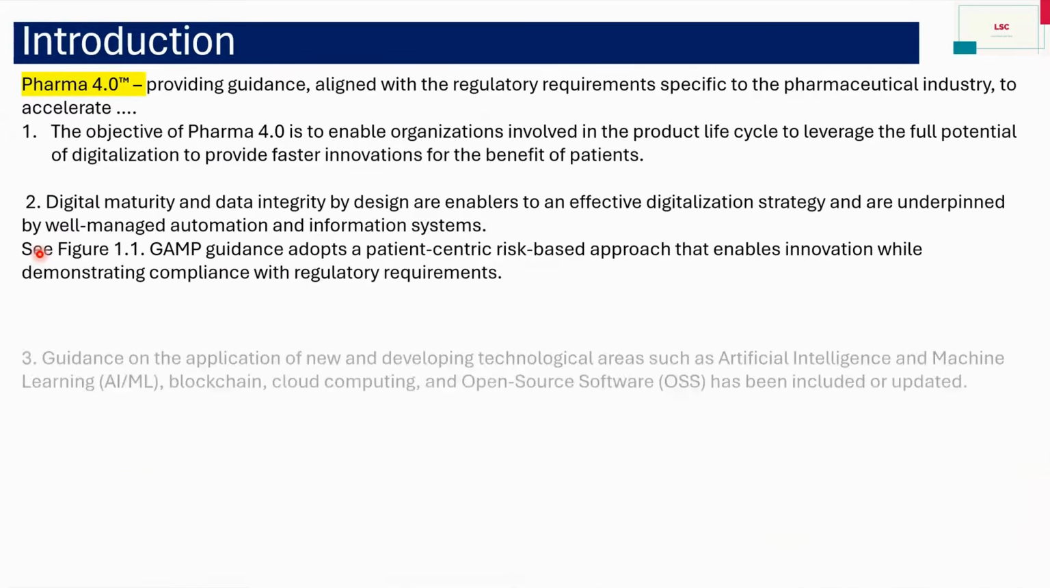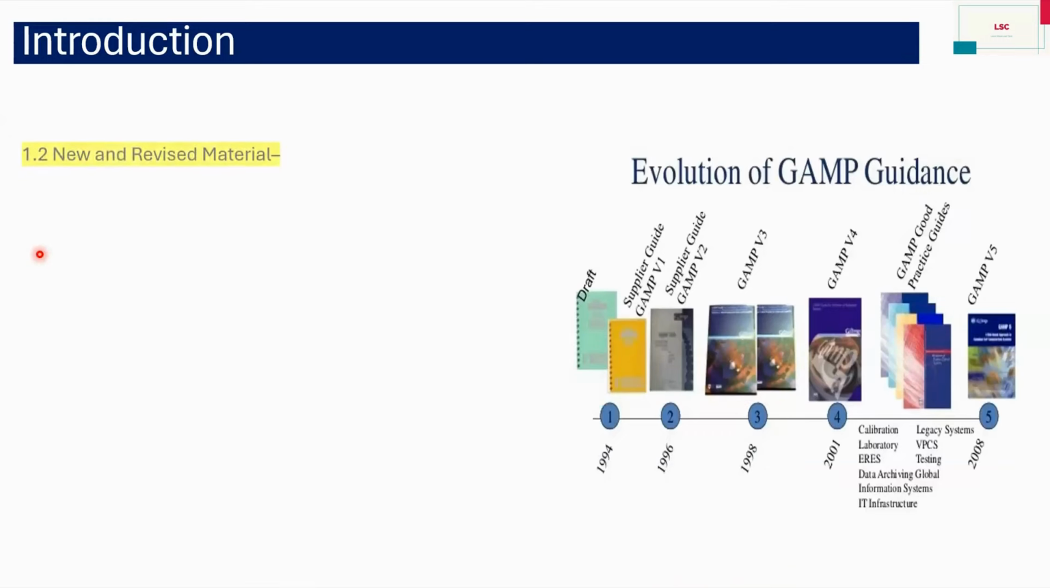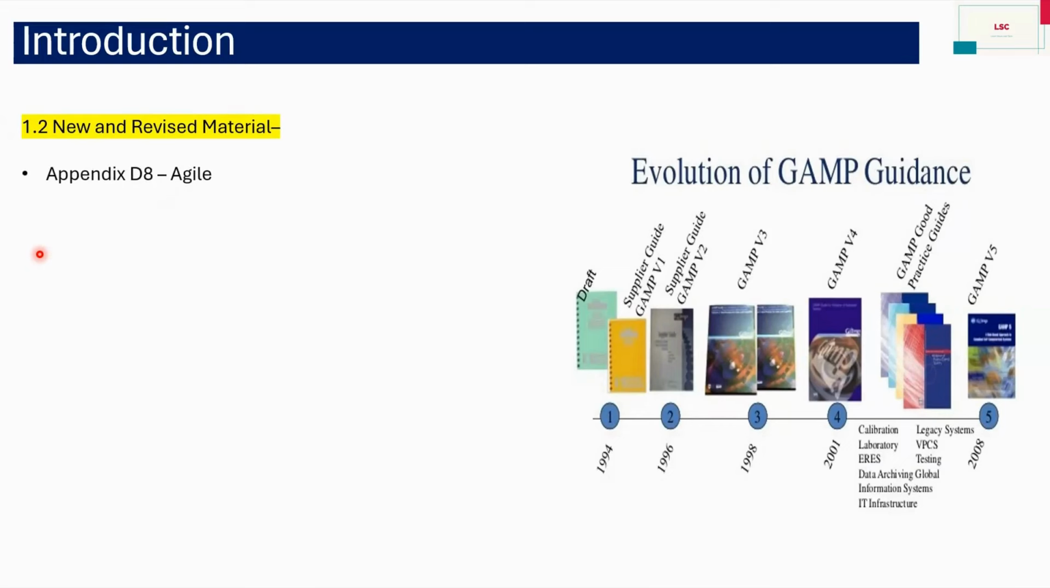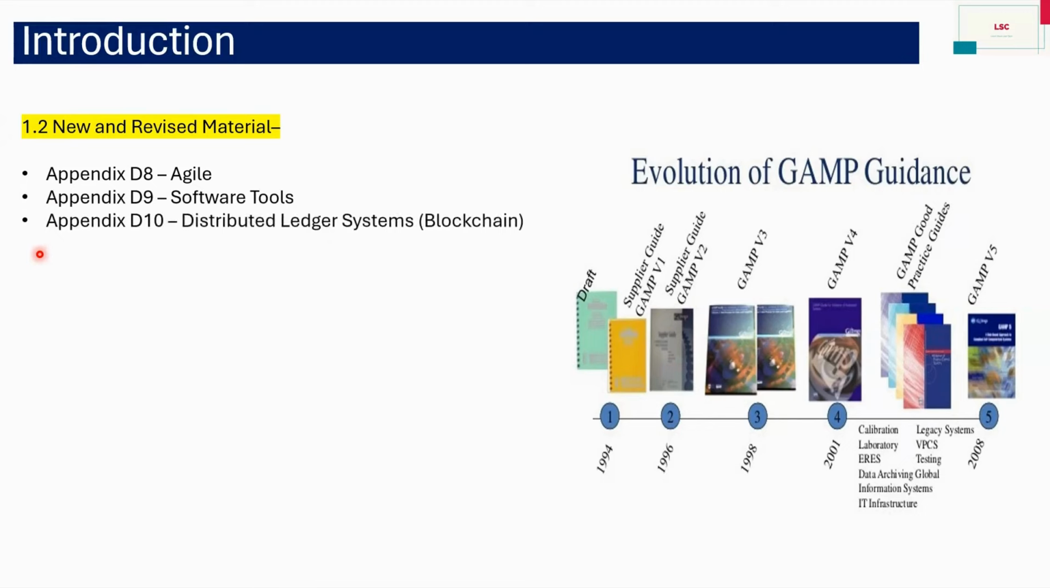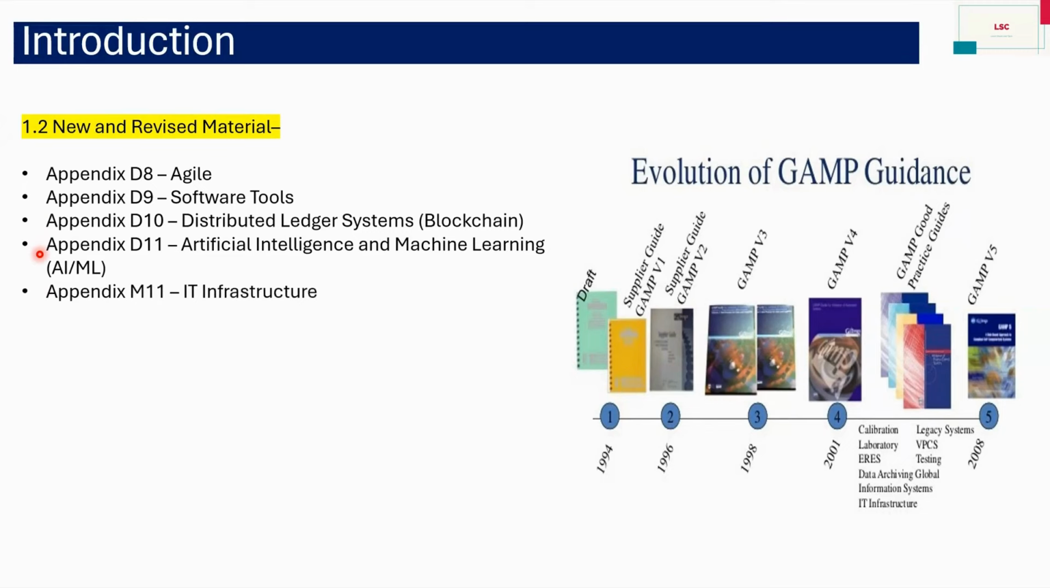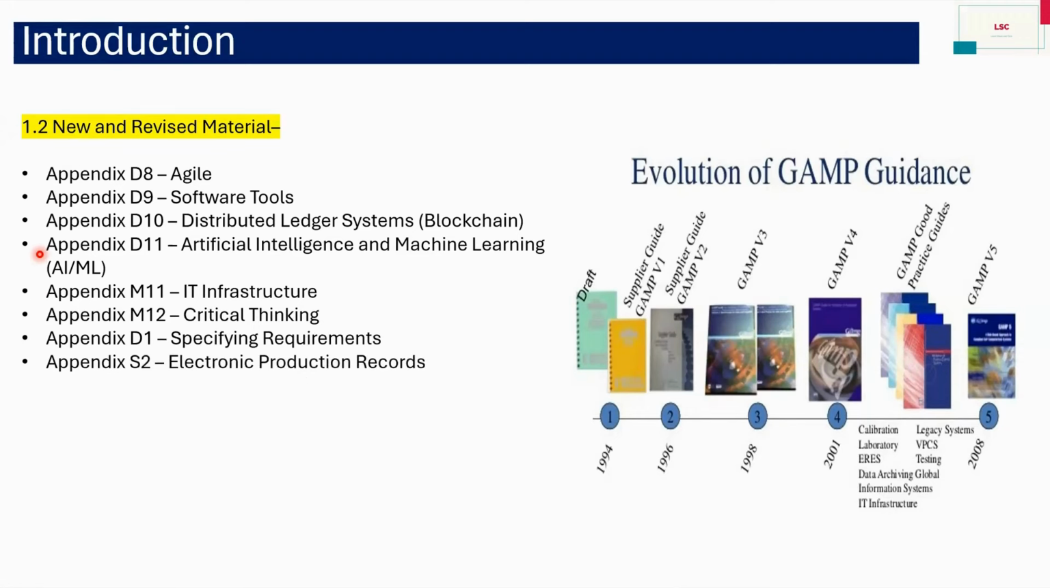So after this, just see what is the new and revised material. In this, first of all, Agile, that comes in Appendix D8, that is the development part, then D9, software tools, then D10, distributed ledger system, blockchain, D11 of AI and ML, means machine learning, and then M11, that is IT infrastructure, M12, critical thinking, and D1 is specifying requirement as to electronic production record.